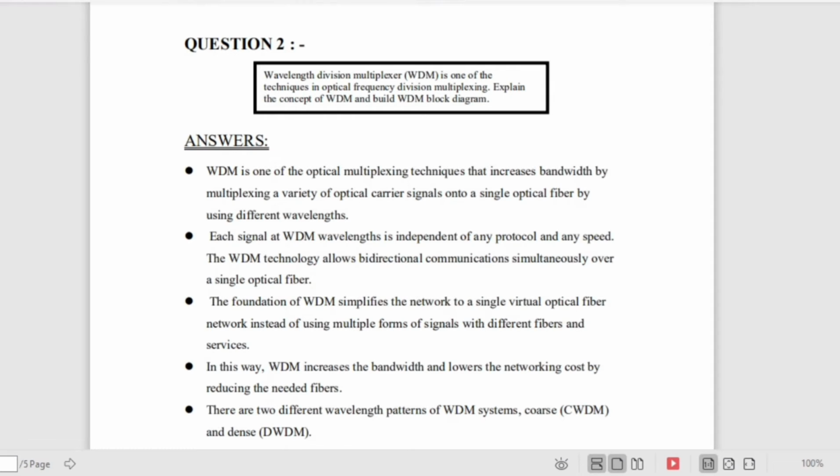There are two different wavelength patterns of WDM systems: coarse CWDM and dense DWDM. That's all from me. Thank you.